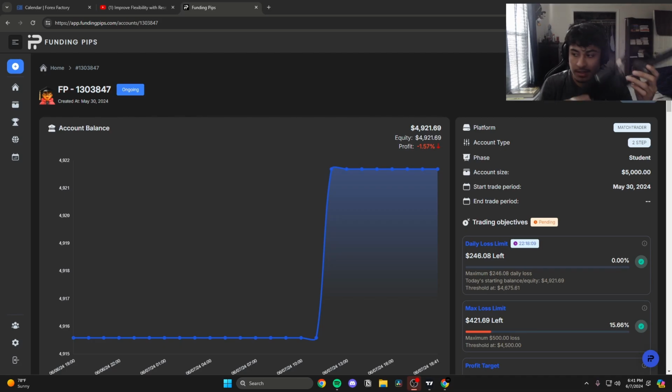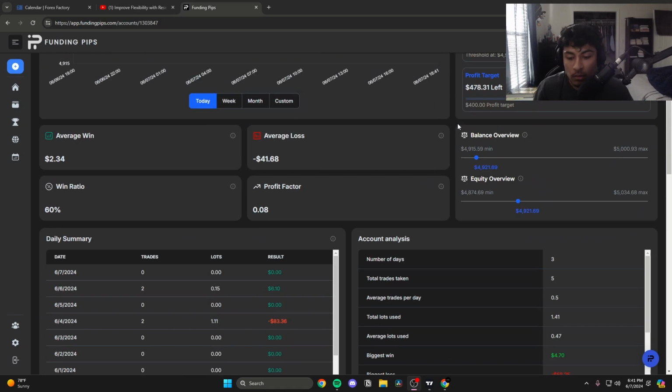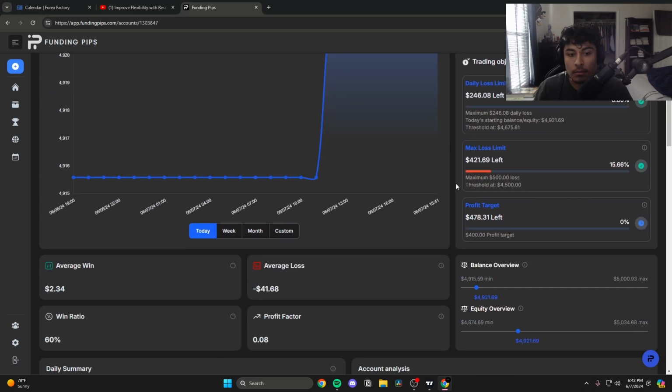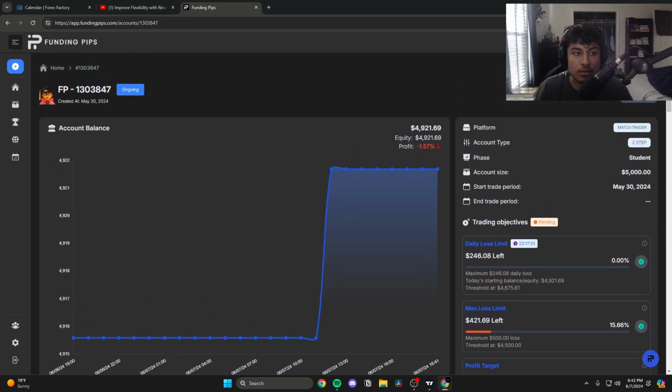All right, ladies and gentlemen, this is going to be a final end to the day, basically Friday. Again, we only took one trade and it was basically a break even. You can see 6, 10, 83, which was a 1.5% loss. So what are we gonna do now? It's pretty much just try to make that back.